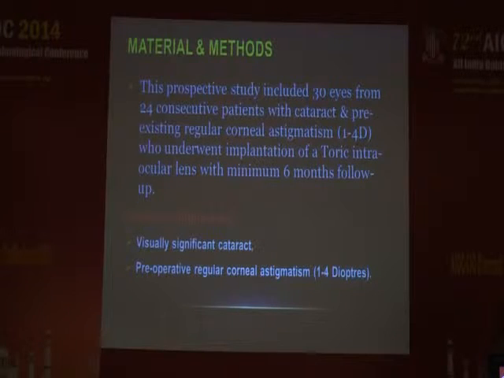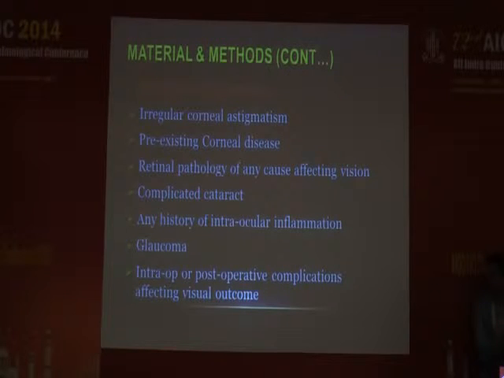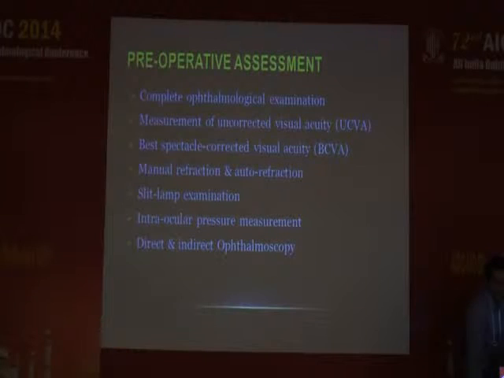This prospective study included 30 eyes from 24 consecutive patients with cataract and pre-existing regular corneal astigmatism who underwent implantation of a toric IOL with minimum 6 months follow-up. The inclusion criteria were visually significant cataract and pre-operative regular corneal astigmatism of 1 to 4 diopters. Exclusion criteria included irregular corneal astigmatism, pre-existing corneal disease, retinal pathology of any cause affecting vision, complicated cataract, any history of previous intraocular inflammation, glaucoma, and intra-op or post-op complications affecting visual outcome.